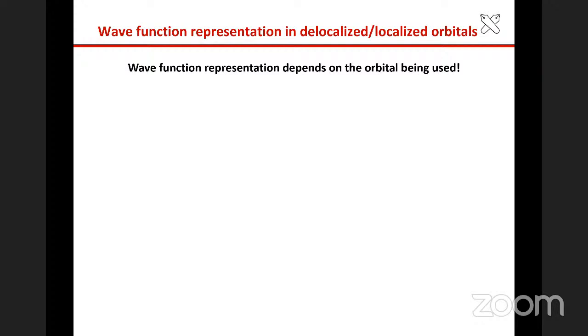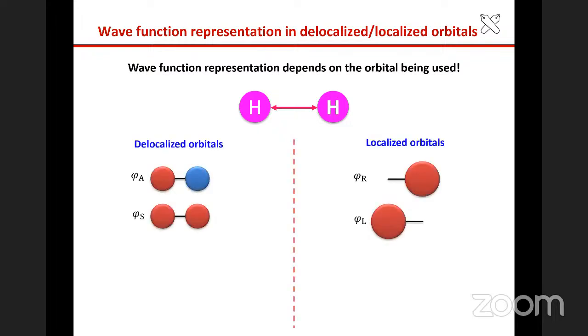And also, before studying the construction of this kind of correlated wave function, first I would like to talk about the wave function representation in the local and non-local orbitals, because the wave function representation depends on the orbitals being used. So let us think about just a simple hydrogen molecule in the bond dissociation region. We can use, for instance, the delocalized orbitals, or we can use local orbitals. So these are the typical Hartree-Fock orbitals, but we can use this kind of local orbital.